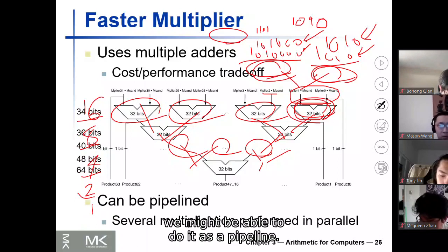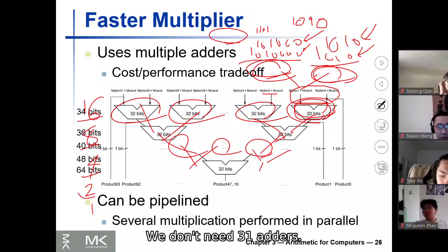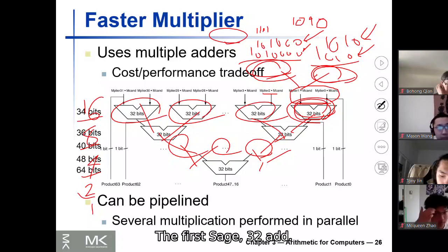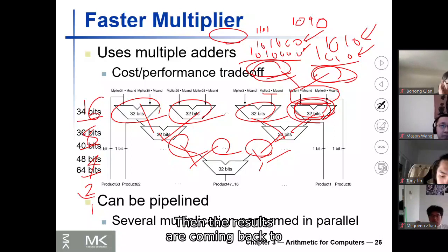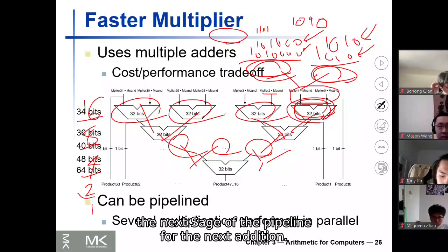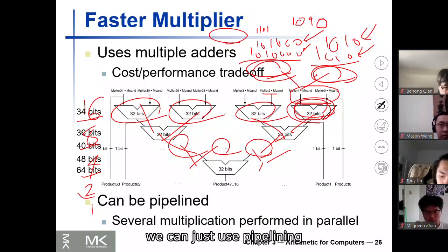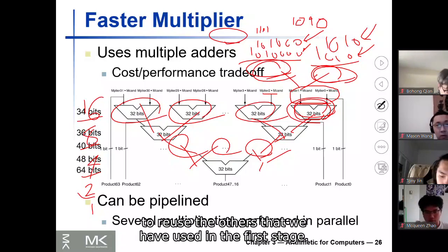We might be able to do it as a pipeline, so we don't need 31 adders. Instead, we just need 32 adders. So the first stage, 32 adds, then the results are coming back to the next stage of the pipeline for the next addition, and for the next addition. So we can just use pipelining to reuse the adders that we have used in the first stage.